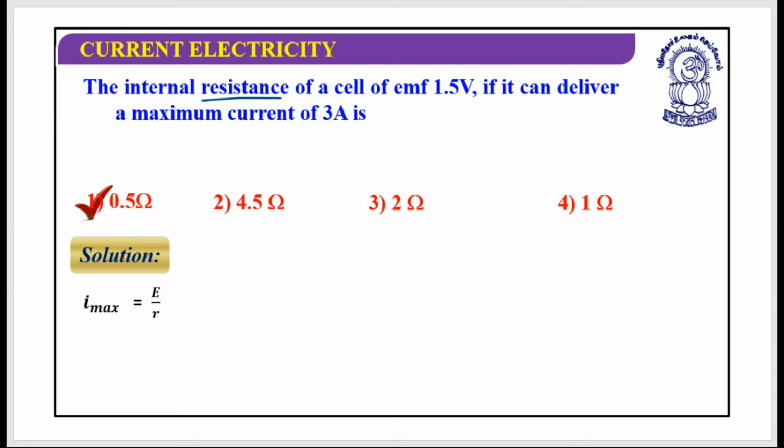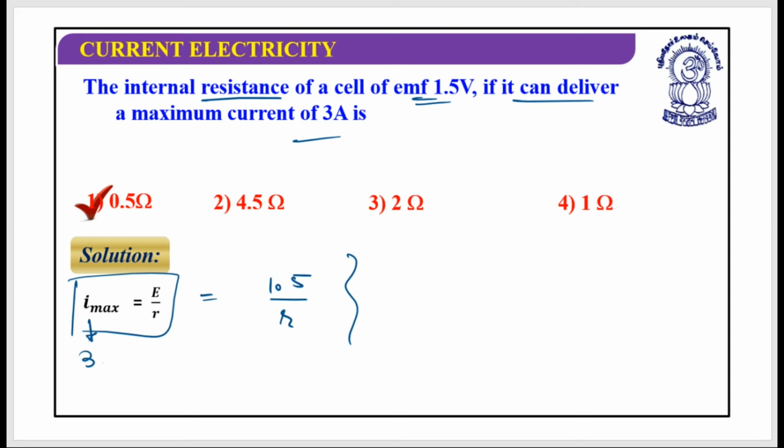The internal resistance of a cell of EMF 1.5 volt, if it can deliver a maximum current. For maximum current, this is the relation: I max is equal to E by R. EMF is 1.5 volt. R, that I don't know. Now I want to calculate I max, which is 3 ampere. So 3 equals 1.5 by R, and R is equal to 1.5 divided by 3. It's 1 by 2, which is 0.5 ohm. That's it. A 20 second question.